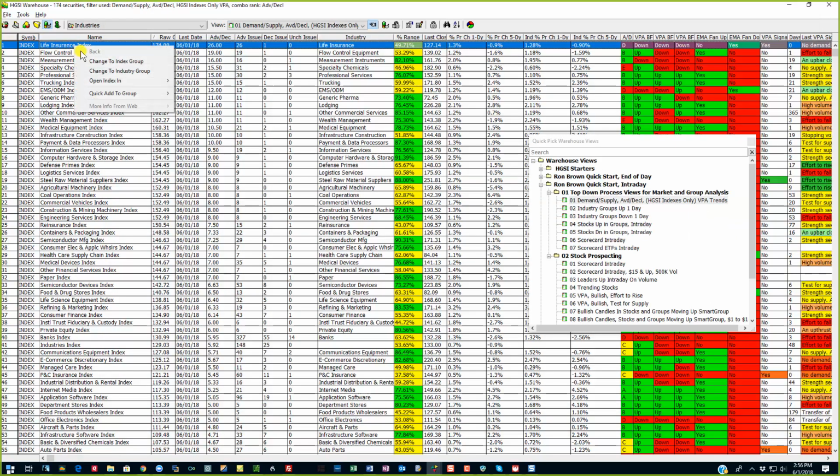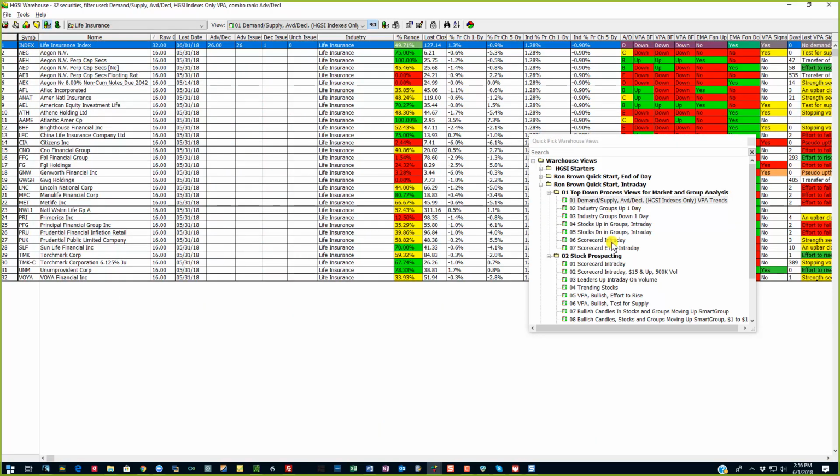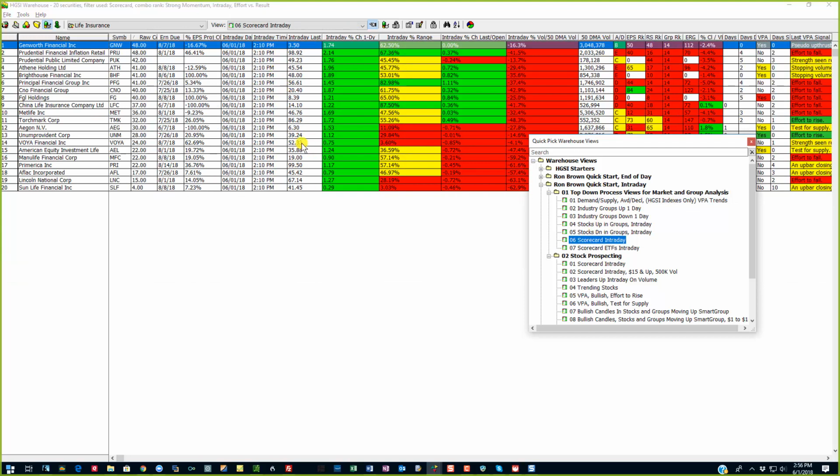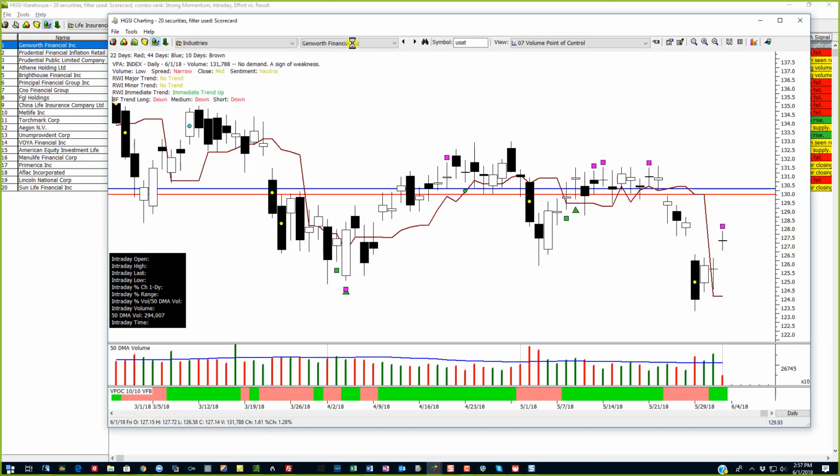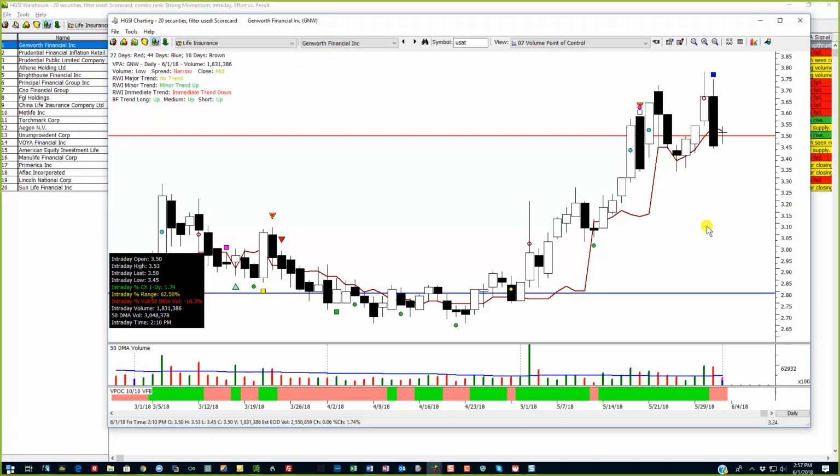But let's do this. Let's go down to the industry group, and then I'm going to click on scorecard intraday, and this will tell me, based upon a combo called effort versus result, which is based upon price, volume, and intraday range, which of these stocks are doing best for the day. And Genworth Financial. Now I'm going to bring up Genworth Financial, and this is one of the charts that I'm talking about. So let's address this now.